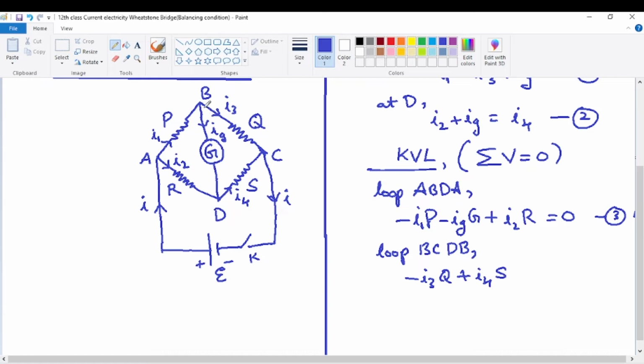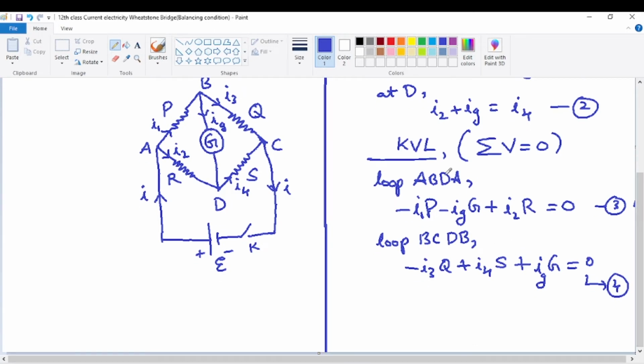Next, from D to B, again opposite direction of current, so change in potential will be positive again. And what is the potential difference from Ohm's law? Current into resistance, Ig into G. So plus Ig into G. This is the algebraic sum of all the potential differences, or changes in potential, in this closed loop BCDB. That should be equal to 0. So this is the next equation, equation number 4. Thus we got the 4 equations.